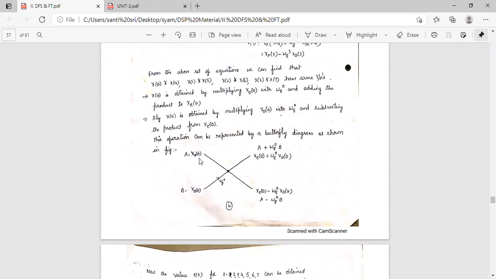So A is given as xe of 0 and B is given as xo of 0. Draw the butterfly model, and this is twiddle factor w8 power 0. So xe of 0, how to get this output? A plus w8 power 0 into B. What is A?